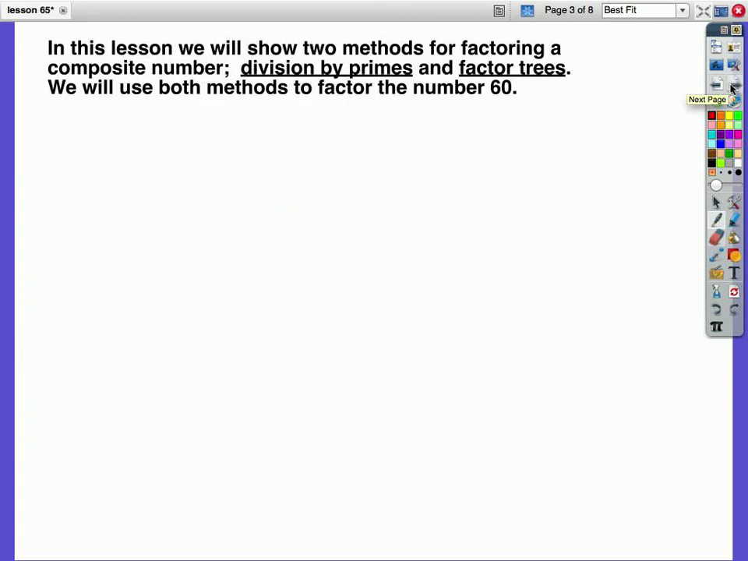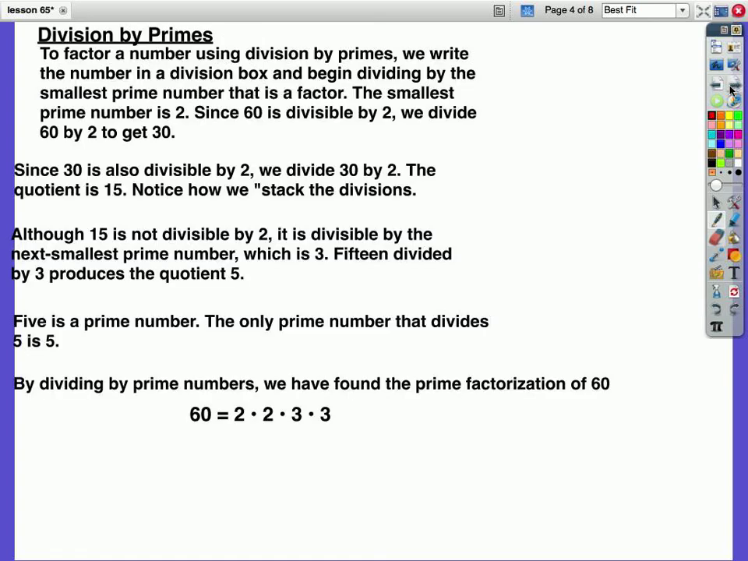So in this lesson, like I said before, we're going to show you two methods. One is division by prime, and one's factor trees. I'm going to show you both methods to factor the number 60. So division by primes. To factor a number using division by primes, we write the number in a division box and begin dividing by the smallest prime number that is a factor.